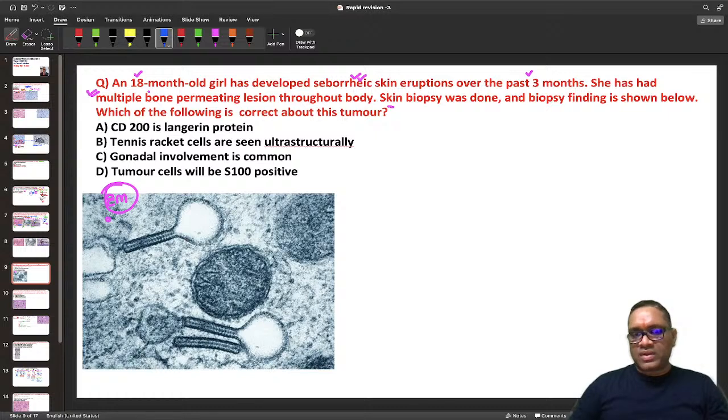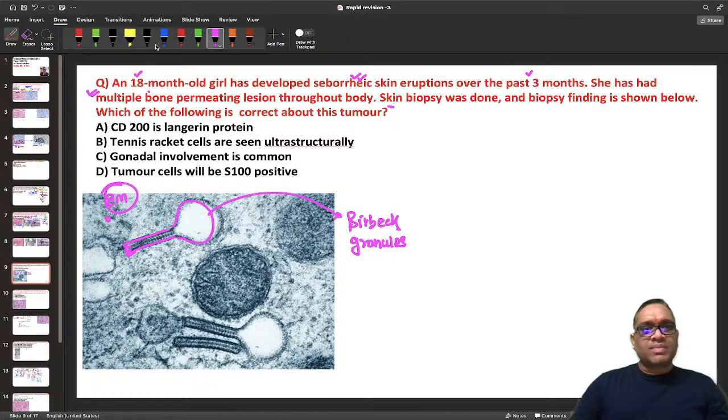First, when we see this kind of structure, this is the pentalaminar rod-like structure, with a dilated terminal end. So what is this? This is the tennis racket appearance. Remember, tennis racket appearance. And what are these things? These are actually Birbeck granules.